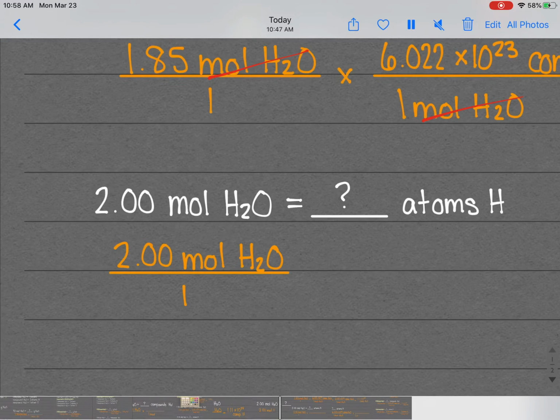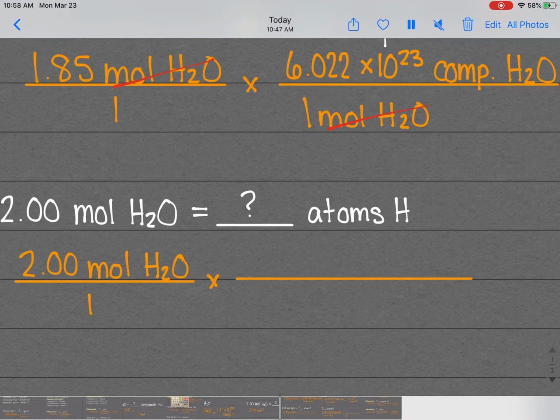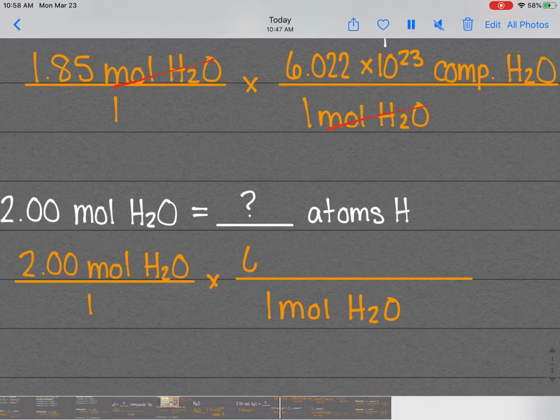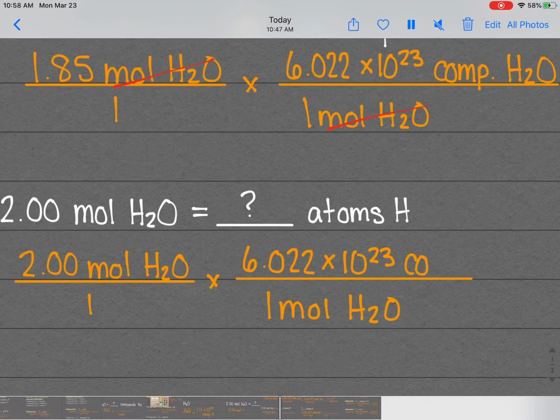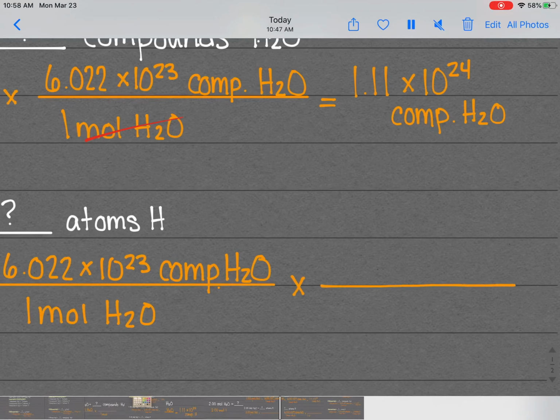It wouldn't make sense to go from moles of water to grams of water because there's not a conversion that we've created that goes from grams of water to atoms of hydrogen. Again, that would be a multi-step process. So we'll write 1 mole of water has 6.022 times 10 to the 23rd compounds of water. This is a conversion factor that we can use because we know that 1 compound of water contains 2 atoms of hydrogen, and atoms of hydrogen is what we're looking for.